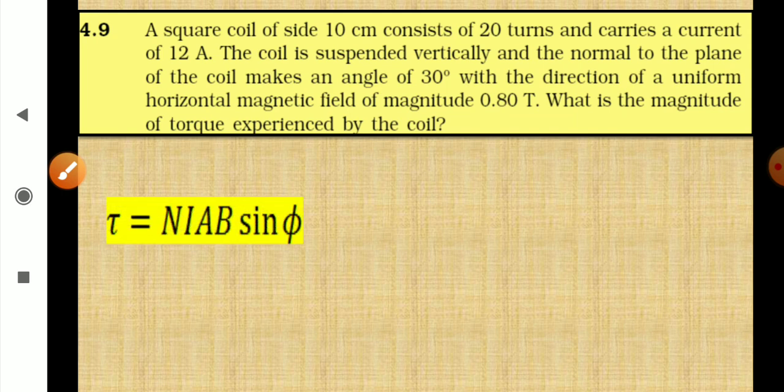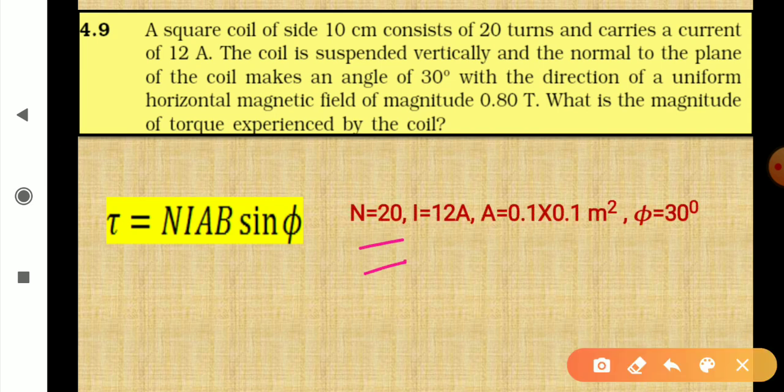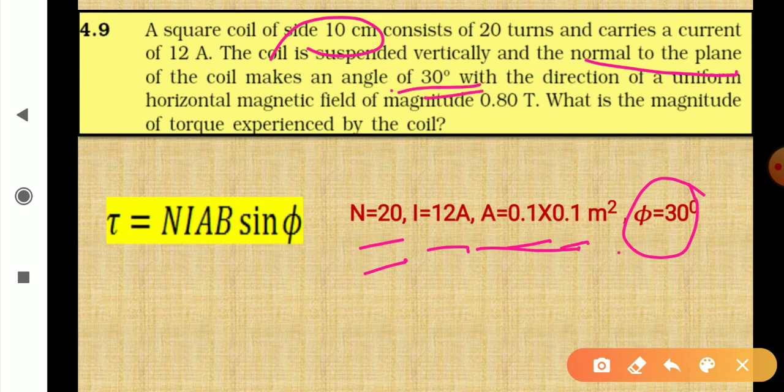A very simple problem. Torque is equal to NIAB sin phi. You have just done. And here the total number of turns is given to be 20. Current 12 ampere. Area vector is, see, square coil है and side is 10 centimeter. So area is 0.1 into 0.1 square meter. SI unit लेनी है आपको. And the angle between the normal to the plane of the coil and the direction of magnetic field is 30 degree. So phi is given to be 30 degree.